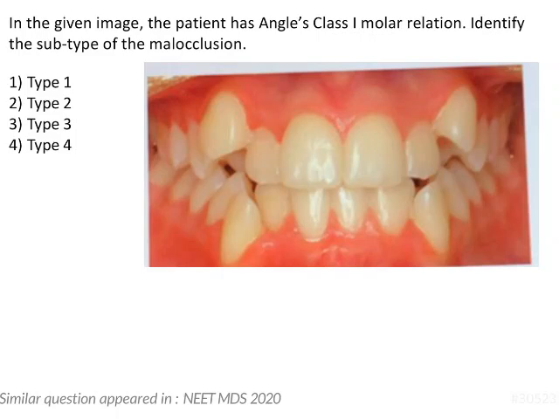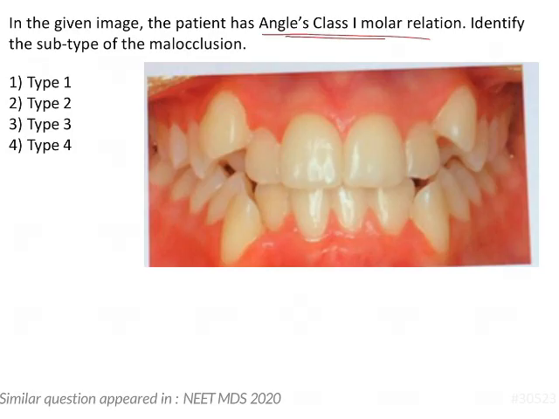Although we can't visualize the molar relationship of this patient from the given image, we have been told in the question that the patient has an Angle's class 1 molar relationship. Now, the Angle's classification of malocclusion has a lot of limitations because he based his entire classification on the anterior-posterior relationship of the maxillary first molar. So he classified them on the basis of the sagittal relationship into class 1, class 2 or class 3.